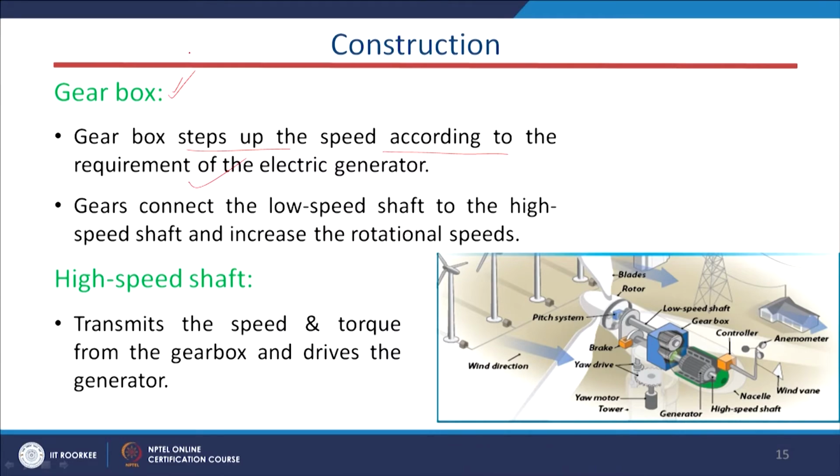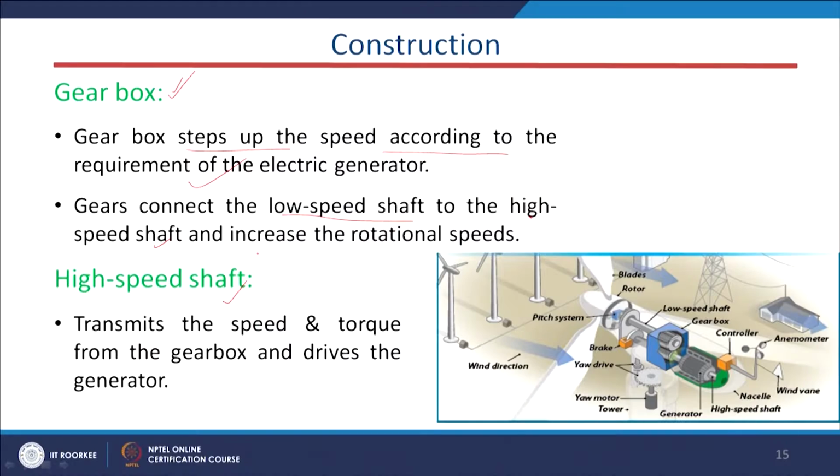What is our requirement, where we can get optimum electrical power or optimum torque of the machine. So, according to that we have to basically step up the speed. That is possible using this gearbox system inside this wind energy system. Now, this gearbox connects the low speed shaft to the high speed shaft. These two are connected using the gearbox system to increase the rotational speed of the machine.